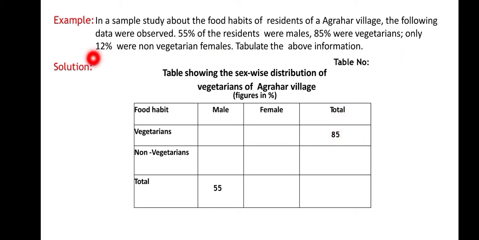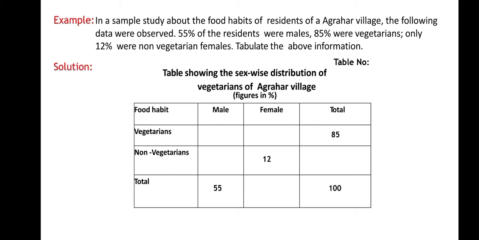And only 12% were non-vegetarian females. See, non-vegetarian females. Non-vegetarians are here and female is here. So we have to write it here. 12% females are non-vegetarians. So these informations are given. So remaining columns you have to fill by using calculation method.